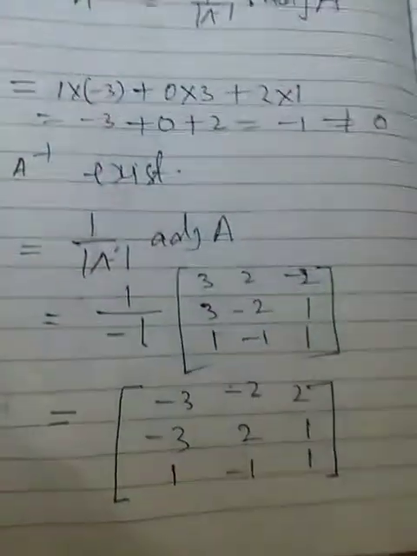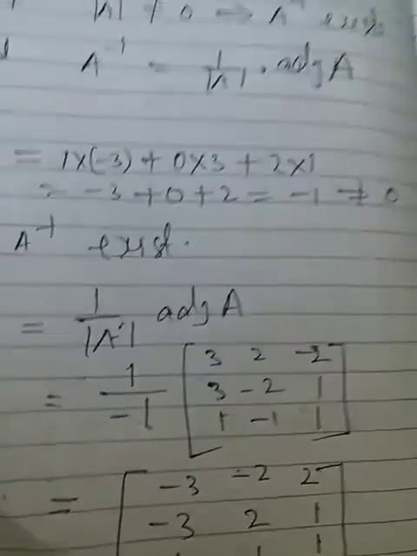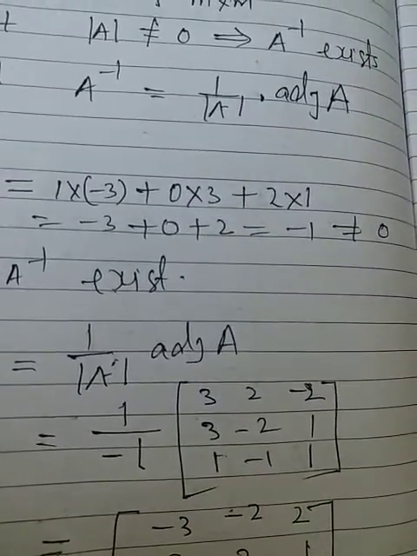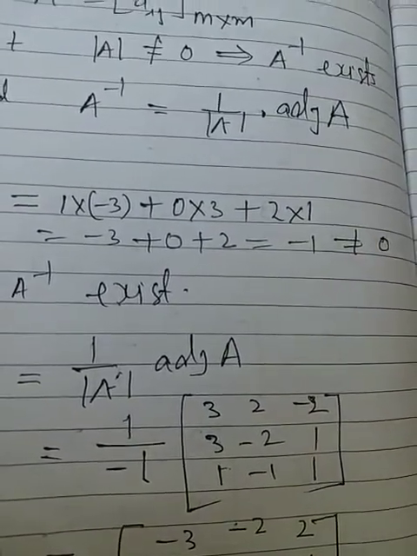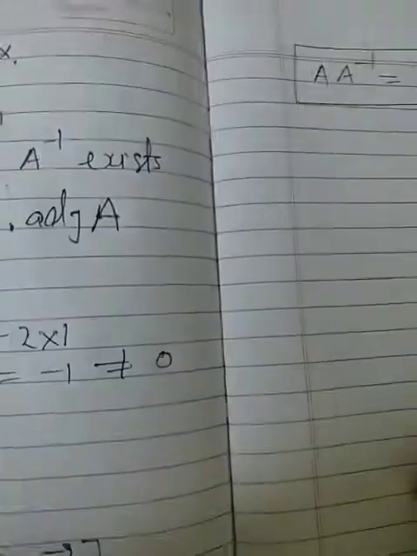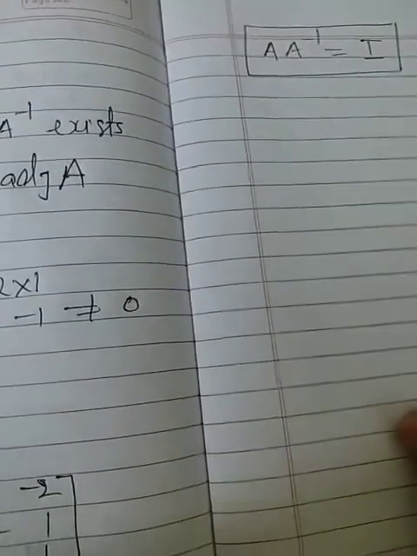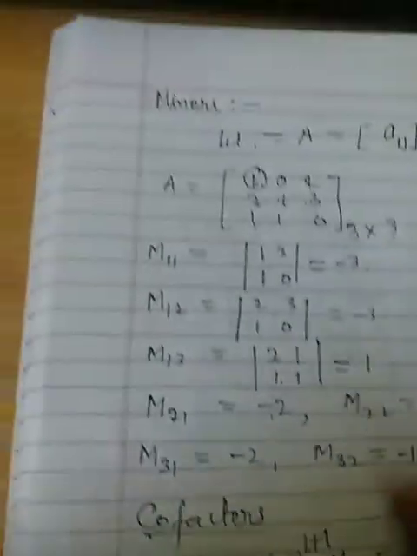And if your answer is correct, then whenever you find A into A inverse, you will get I. So you may check it. If every calculation we have made is correct, then A into A inverse will be the identity matrix. So let us see once again what we have done.